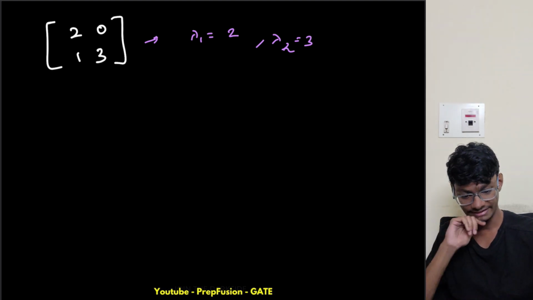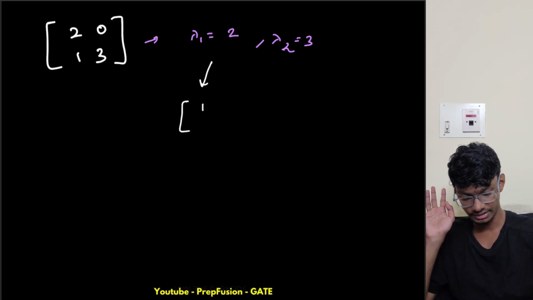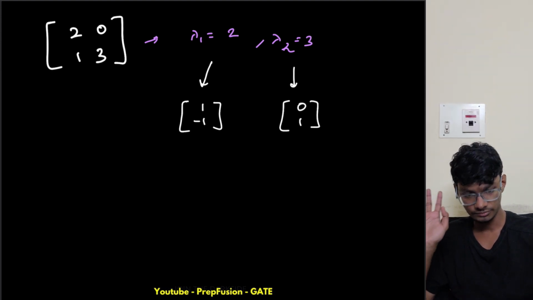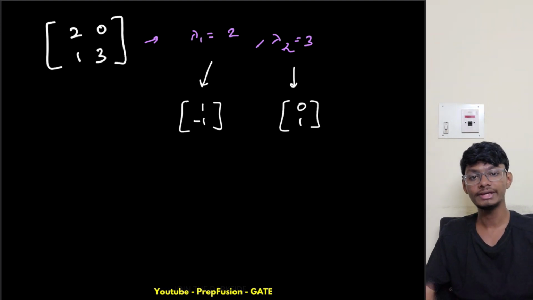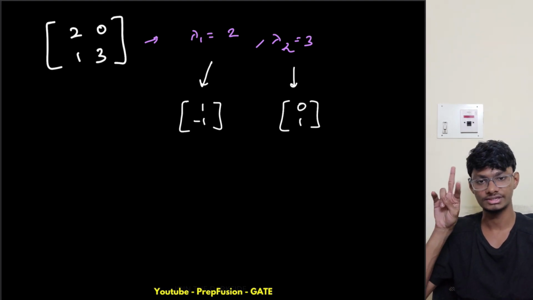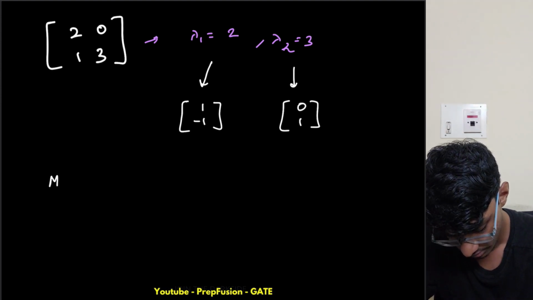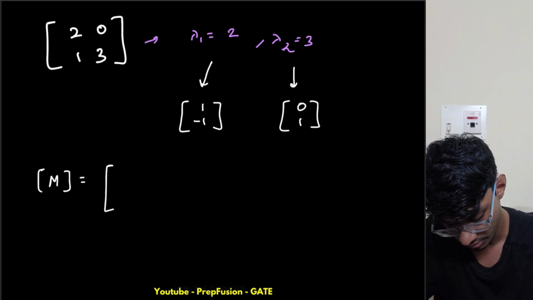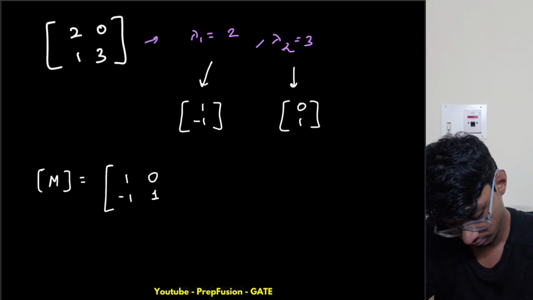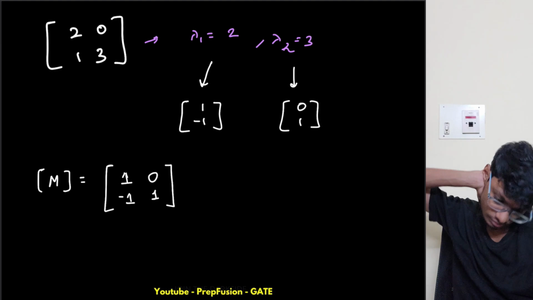I hope you remember, this has stuck in your mind for now. The same example that I'm taking: the eigenvector corresponding to this, I think I took as 1, minus 1, and the eigenvector corresponding to this I took as 0 and 1. So what will be my M, or the V matrix? That was the column matrix of each eigenvector. So my M matrix will be something like this: 1, minus 1, 0 and 1.